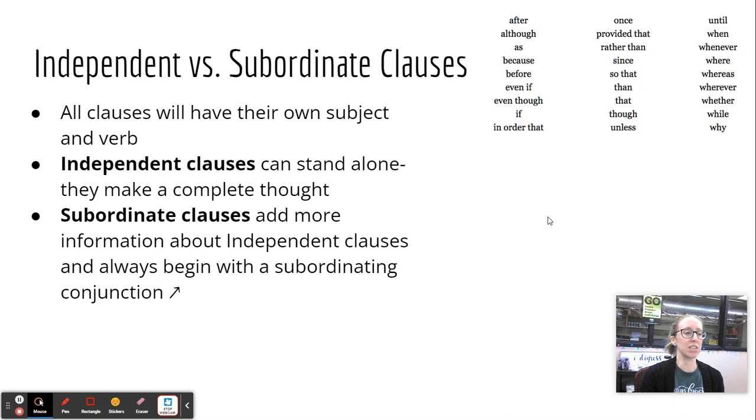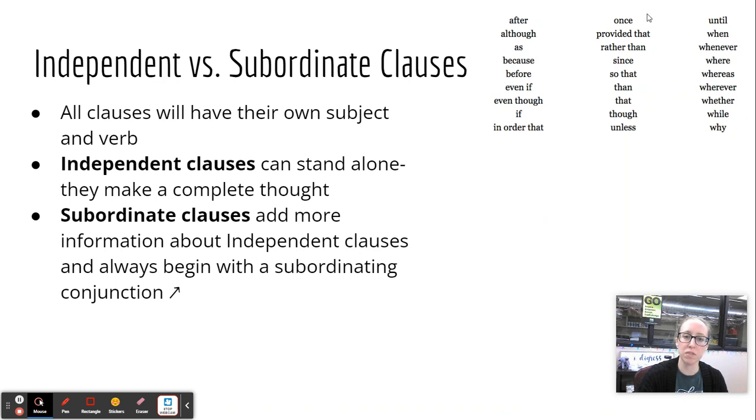Subordinate clauses function by adding more information about independent clauses, but they cannot stand alone by themselves as a sentence. Even though they have their own subject and their own verb, they do not express a complete thought, which is why they are not independent. They'll typically be functioning in either an adjective or adverb capacity, where they're adding more information about certain words, and we're going to talk about those in just a second. The other thing to know about subordinate clauses is that they always begin with a subordinating conjunction.